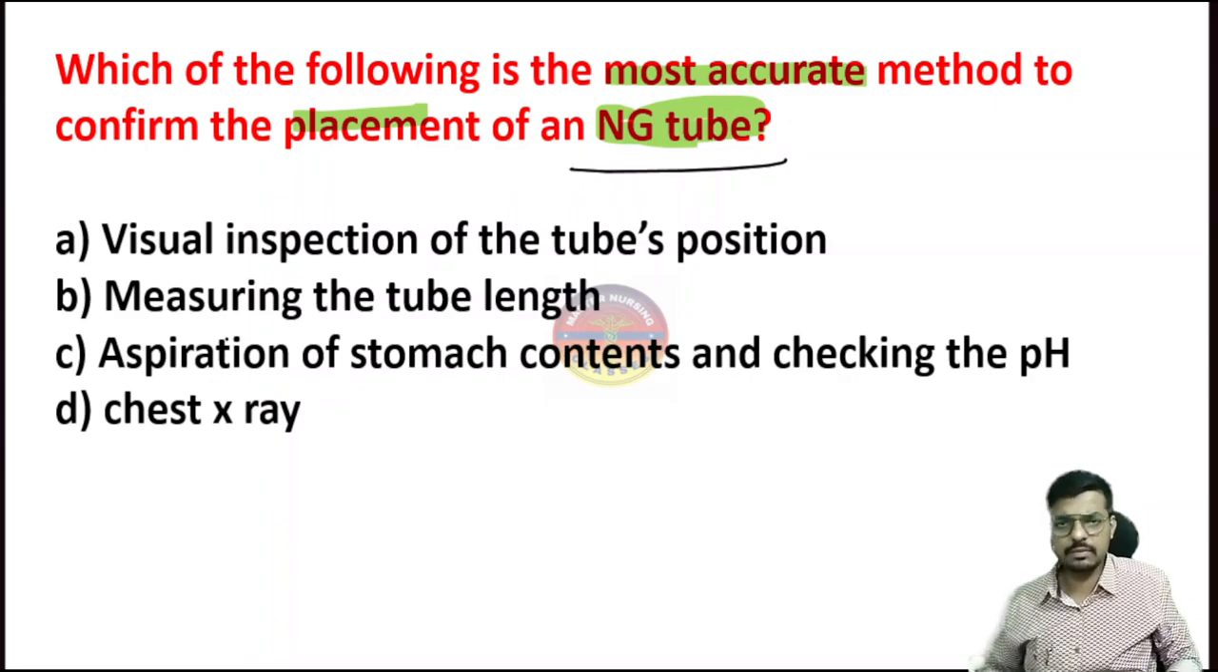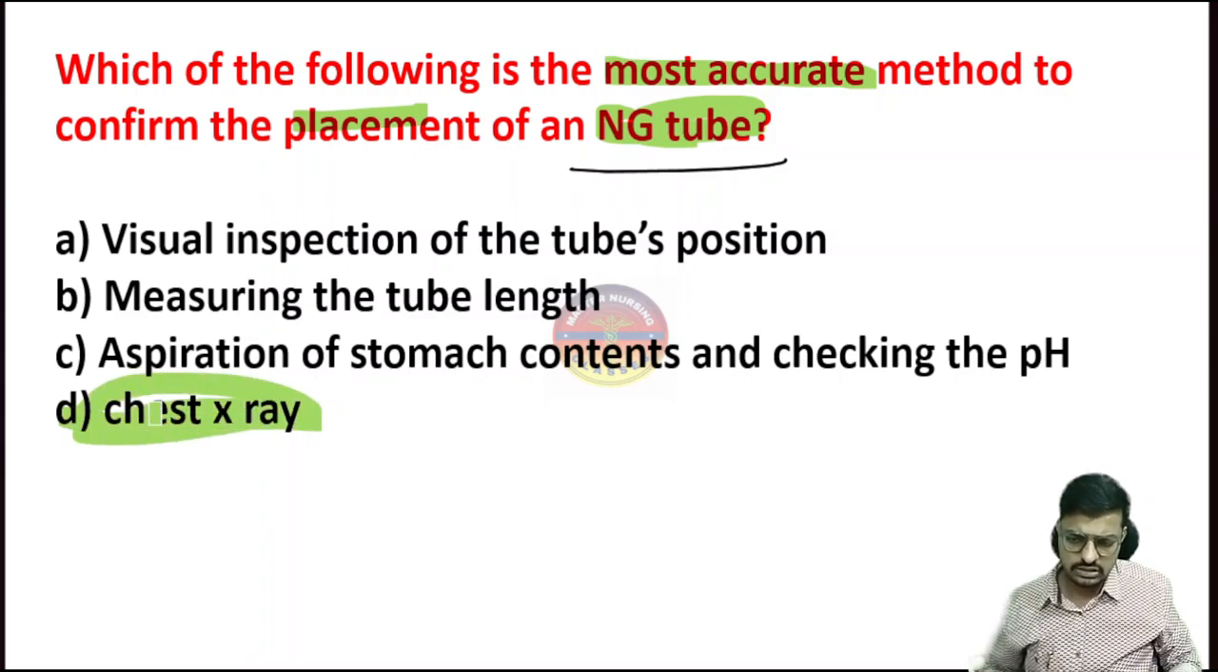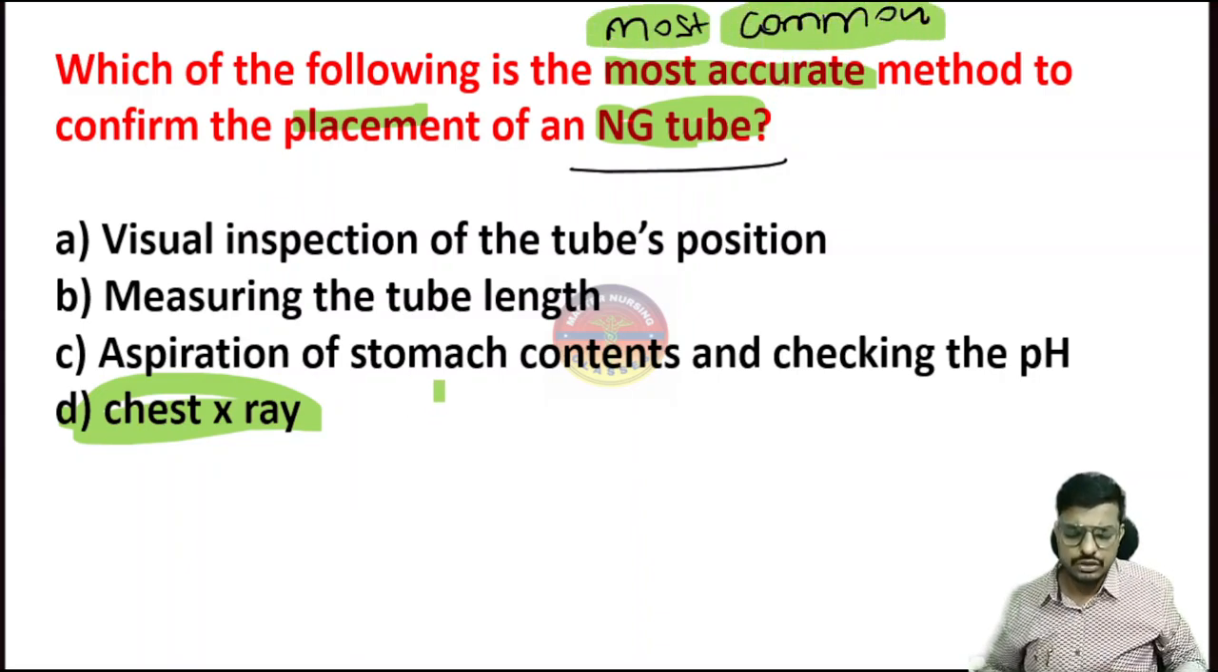So your answer would be here. Yes, almost all of you have chosen the correct answer. The most accurate one is the chest X-ray. Yes. If in case the examiner mentioned most common, okay, the question is different here. The most common method of ensuring the NG tube placement. Yes, it's the most common method.